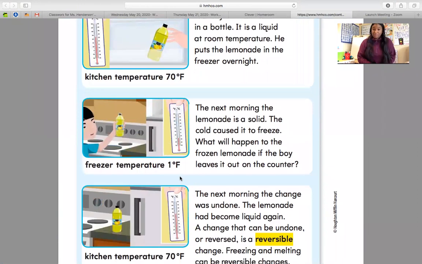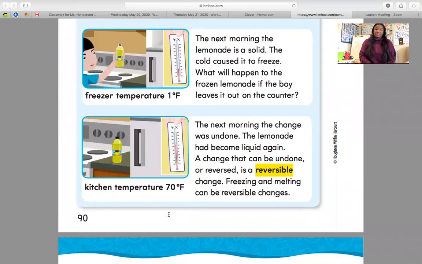The freezer temperature is 1 degree Fahrenheit. The next morning, the lemonade is a solid. The cold caused it to freeze. What will happen to the frozen lemonade if the boy leaves it out on the counter? So remember, the kitchen temperature is 70 degrees Fahrenheit. The next morning, the change was undone. The lemonade had become liquid again.